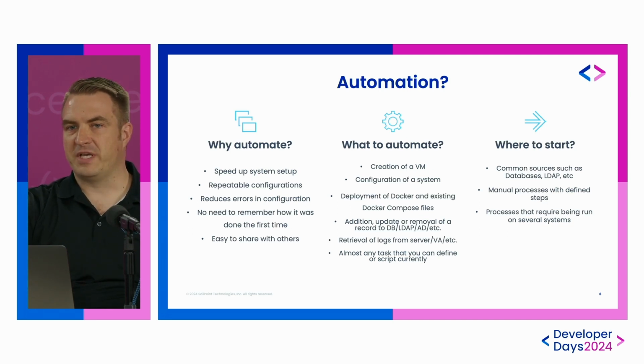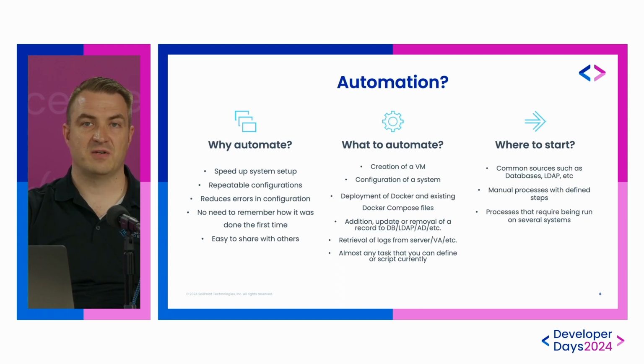Now, what do you want to automate? This could be a creation of a VM. This could be the setup of a whole system. You could run a cluster of IIQ instances. You could set up several Identity Now virtual appliances and a high availability MySQL database, for instance. You could deploy Docker with it and use Ansible to manage your Docker Compose files in addition to the other virtual machines that you're running.